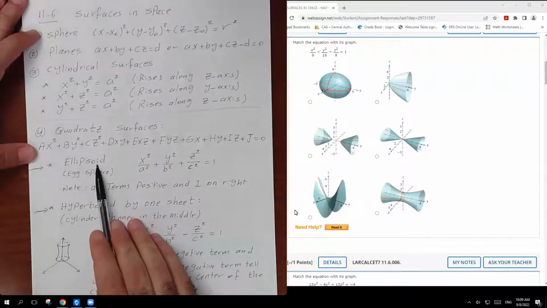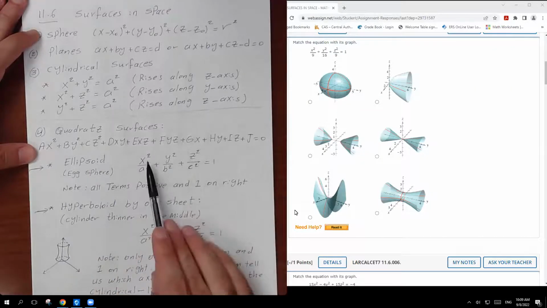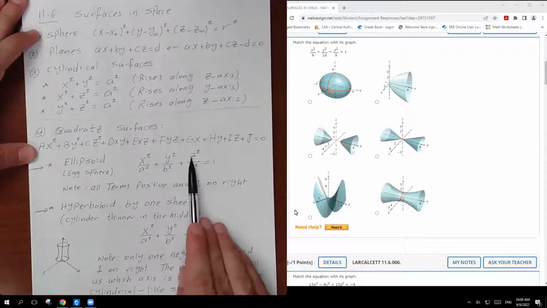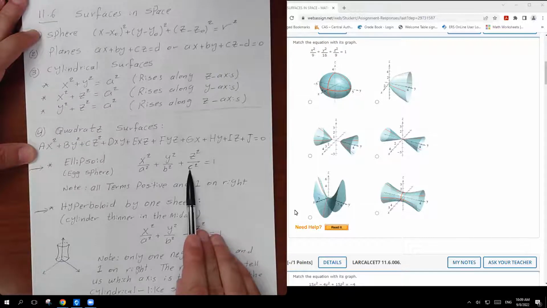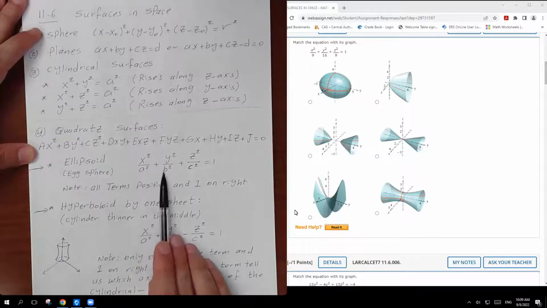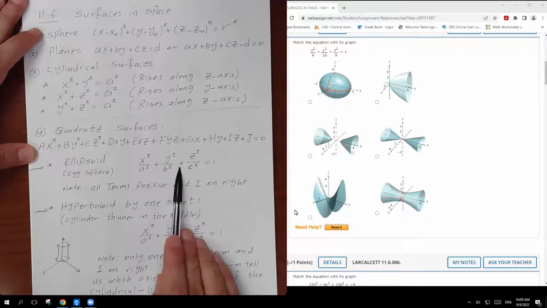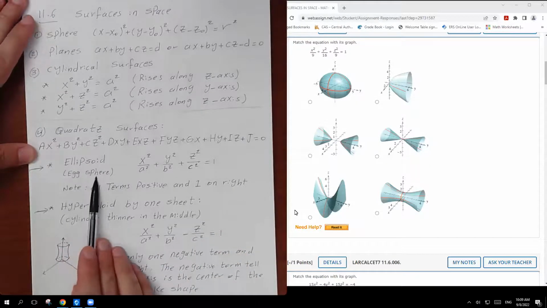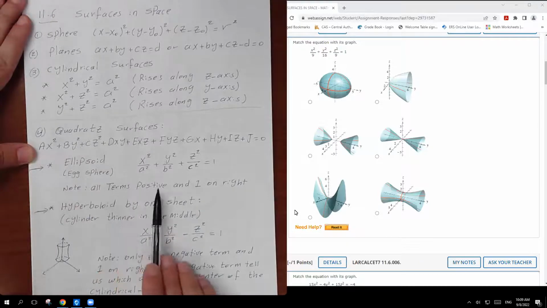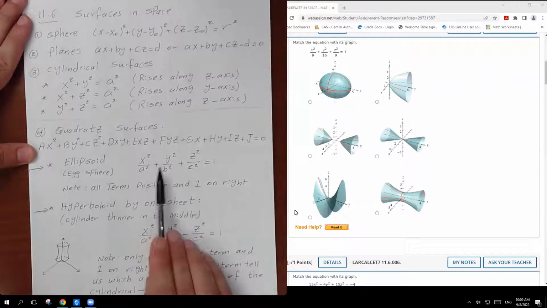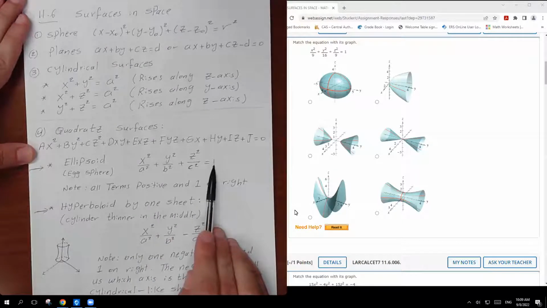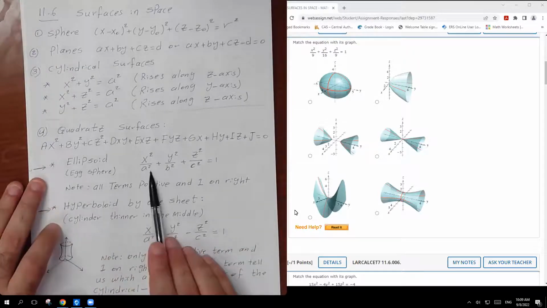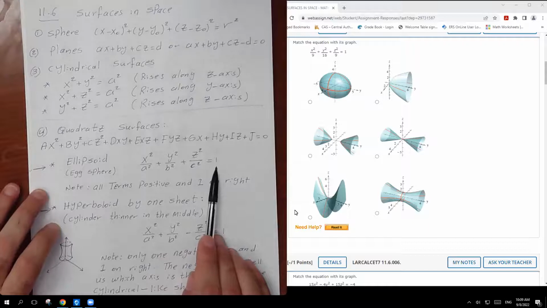The ellipsoid, here's the equation: x squared over a squared plus y squared over b squared plus z squared over c squared equals 1. So check here, a, b, c are positive. The signs here are positive, and this side equals 1. This is called an ellipsoid, it looks like an egg. All terms are positive, and there's a 1 on the other side.